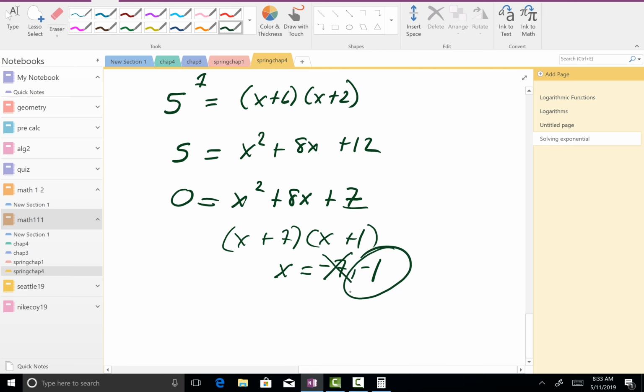All right, so you kind of have to go back and check them to make sure you're going to get the right answer. They're both going to work. Any questions on that part?